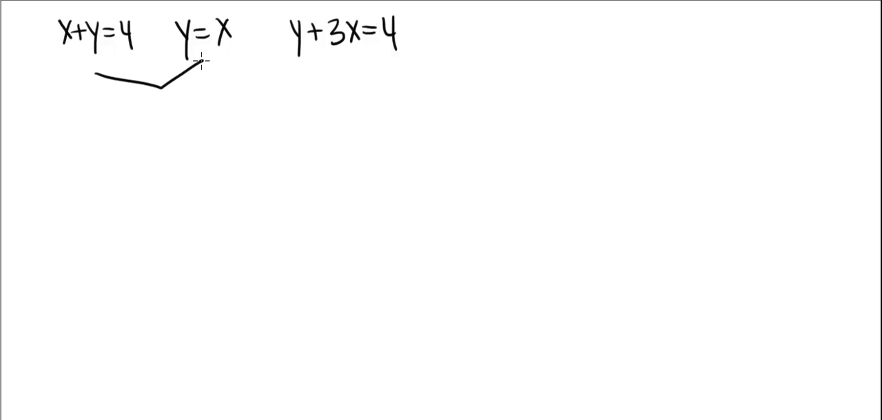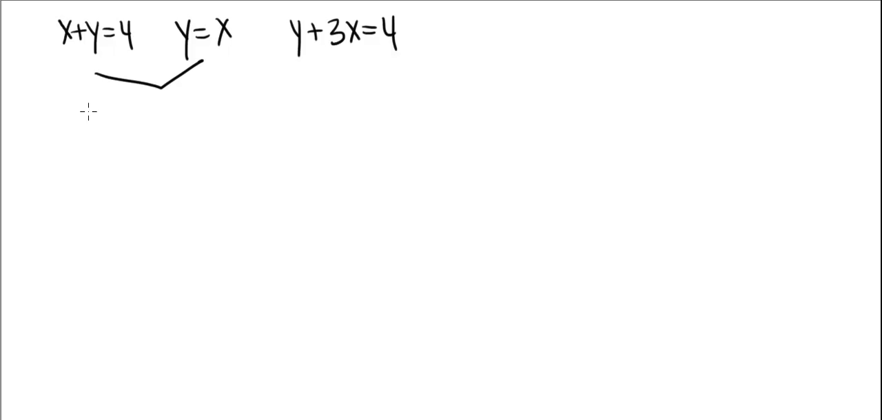Let's find the area of the region bounded by the graphs of x plus y equals 4, y equals x, and y plus 3x equals 4. We're going to sketch this region carefully first by finding where the lines intersect. So let's look at the intersection of the first two lines.